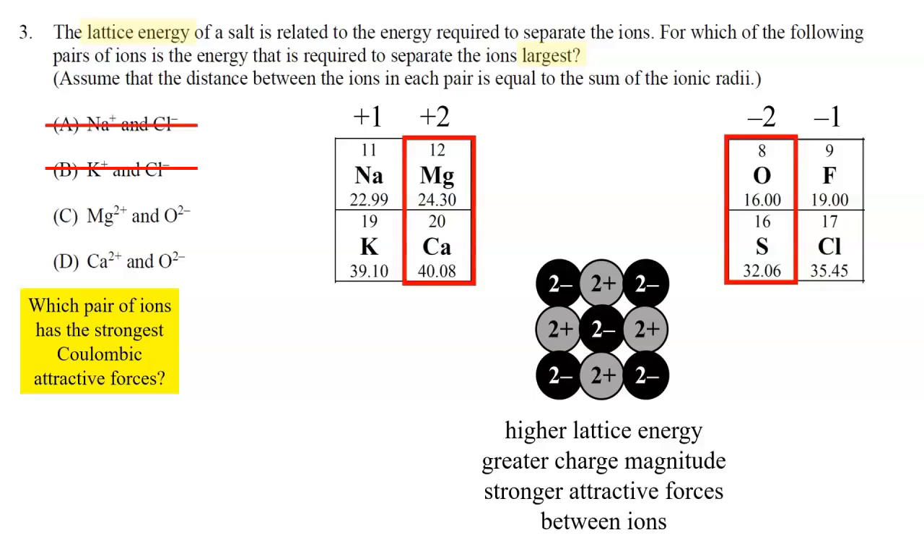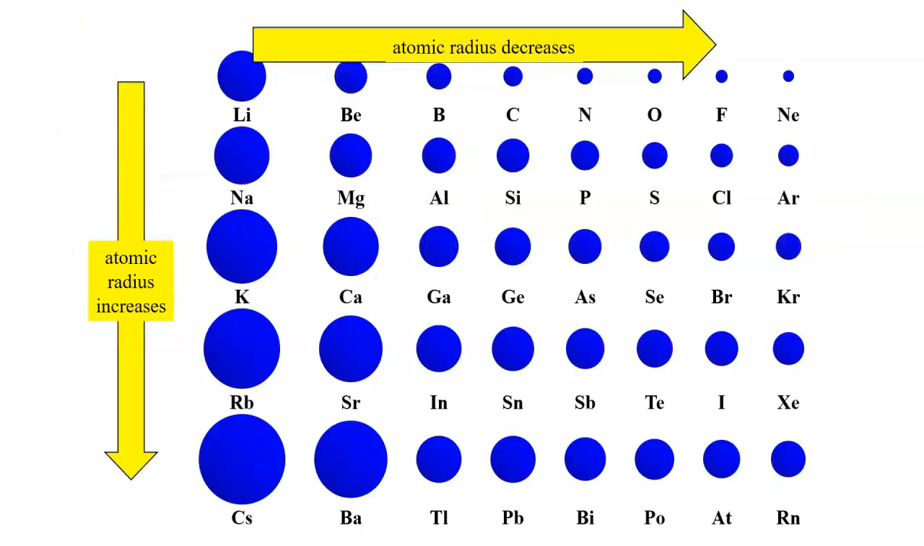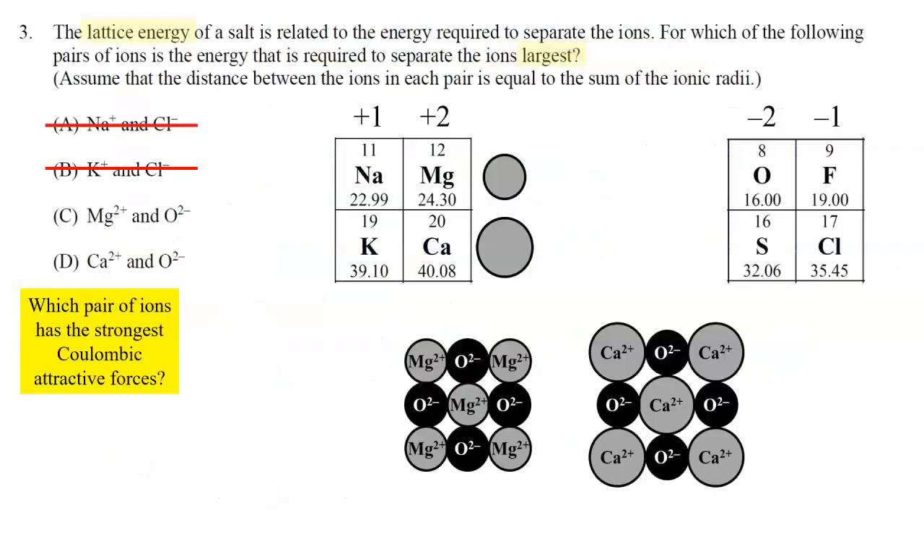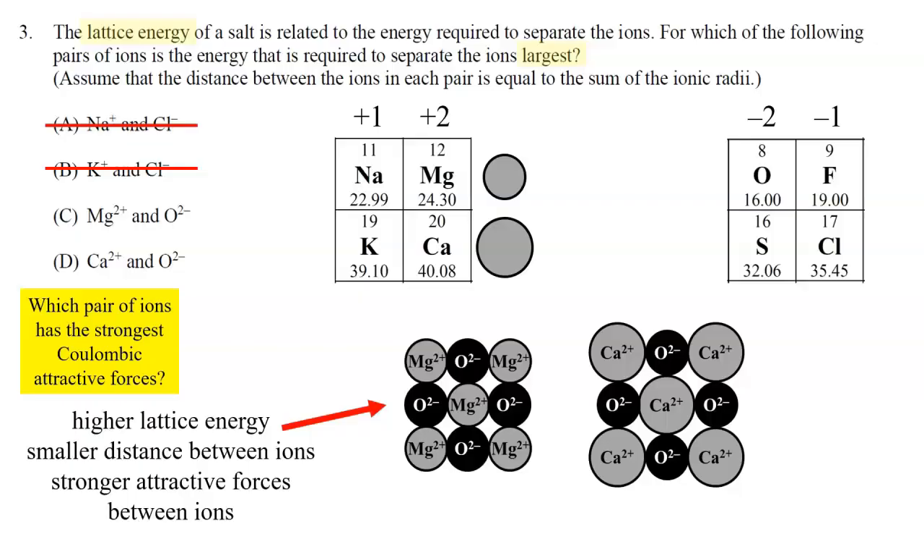Now, taking a look at the difference between choice C and D, one of them contains magnesium and the other contains calcium. So based on general trends in atomic radius, we know that atomic radius tends to increase as you go from top to bottom down a group. So magnesium is smaller in size than calcium. In these two particle diagrams, you can see that because magnesium has a smaller ionic radius than calcium, then there should be a smaller distance between the ions for the pair of ions, magnesium and oxygen, and therefore that would lead to stronger attractive forces between the ions.